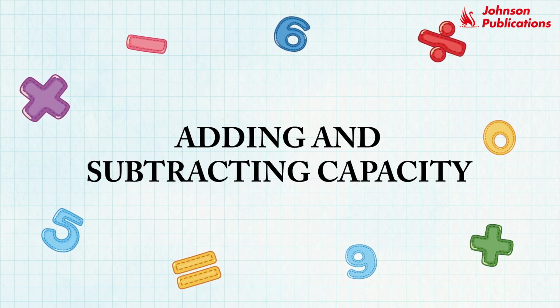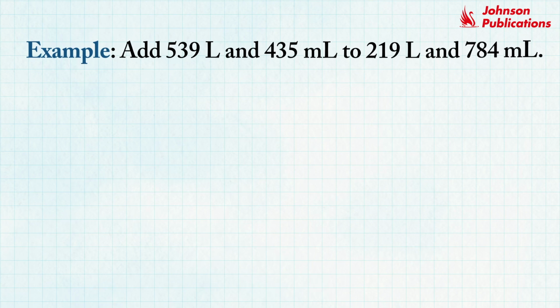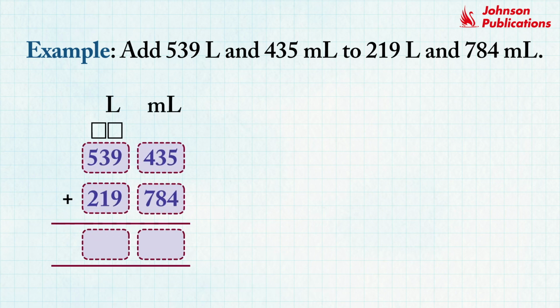Adding and subtracting capacity. Example, add 539 liters and 435 milliliters to 219 liters and 784 milliliters. Step 1. Add the ml. 435 milliliters plus 784 milliliters is equal to 1219 milliliters. 1219 milliliters can also be written as 1000 milliliters plus 219 milliliters.